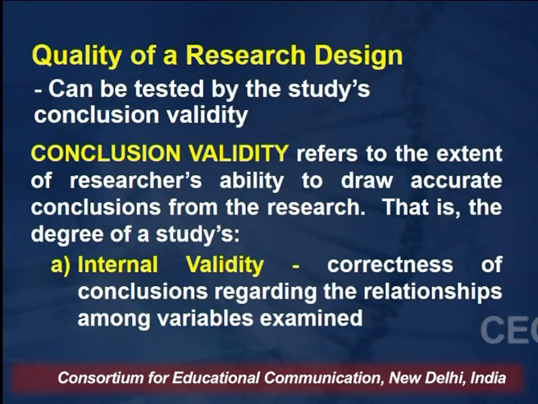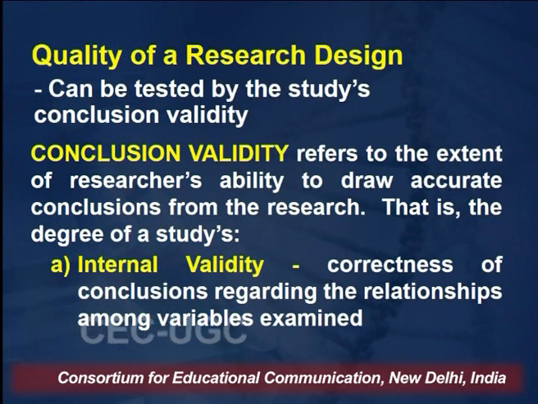We discussed it in a different context when we were discussing the general characteristics of the research methodology in our previous session, but I discuss it here again because this is a very important parameter to check or test the quality of a research design. So conclusion validity refers to the extent of researchers' ability to draw accurate conclusions from the research. That is the degree of a study's internal validity as well as the external validity.